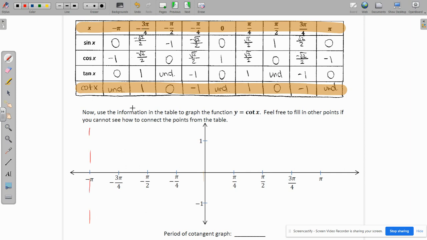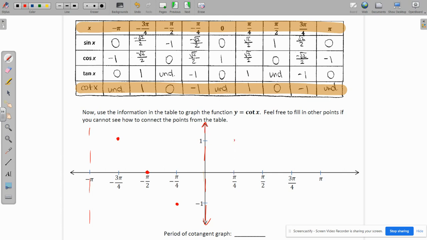The cotangent of negative 3 pi over 4 is 1. The cotangent of negative pi over 2 is 0. The cotangent of negative pi over 4 is negative 1. The cotangent of 0 is undefined, so there would be a vertical asymptote on your y-axis.